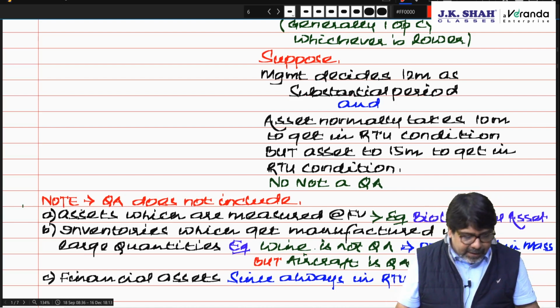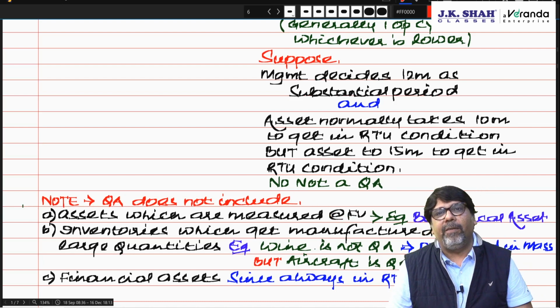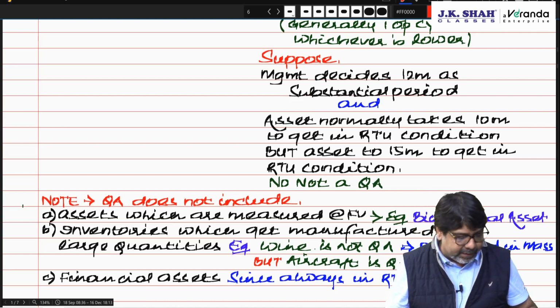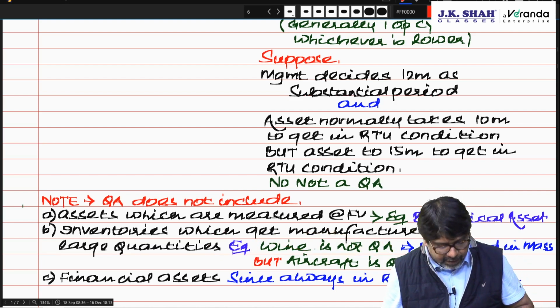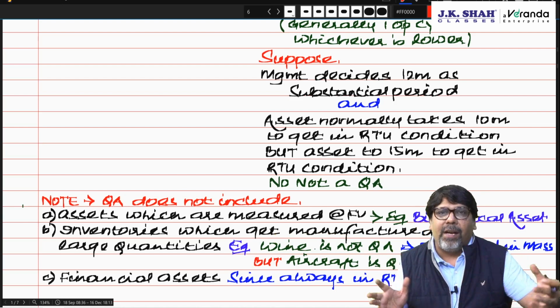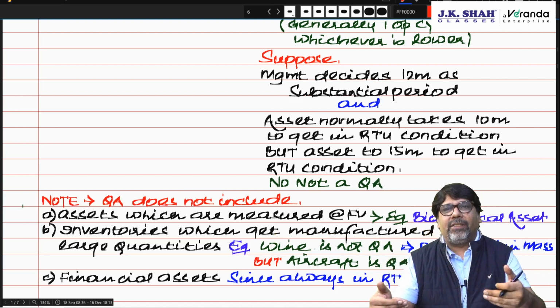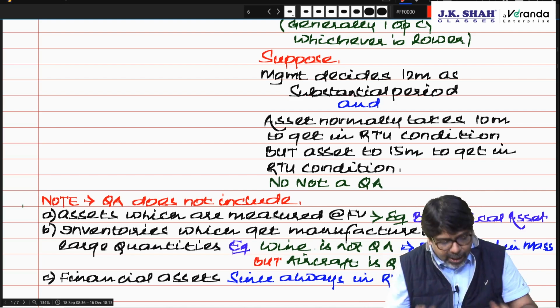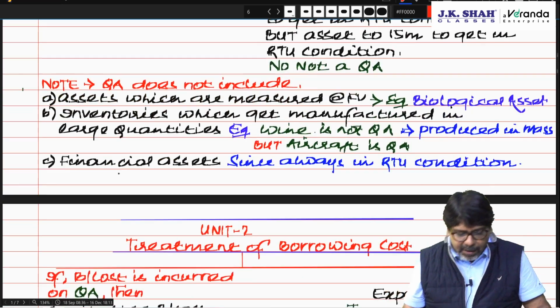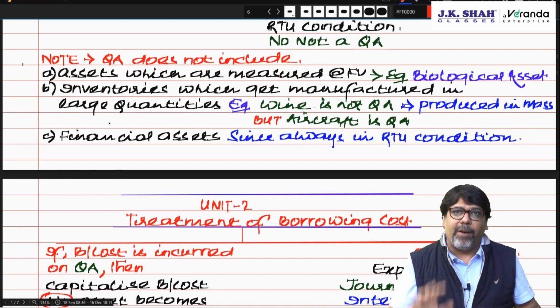Now, qualifying asset does not include assets which are measured at fair value. Why does it not include them? Because they are in ready to use condition, that is, biological assets. Inventories which are manufactured in large quantities, for example wine, are not qualifying assets, because it is difficult to allocate interest to each unit. The interest is allocated to the batch. Am I clear? Over here we are trying to find out the borrowing cost to be capitalized to each unit of the asset. So in case of large quantity, it is not possible to find out the borrowing cost attributable to each unit of wine bottle.